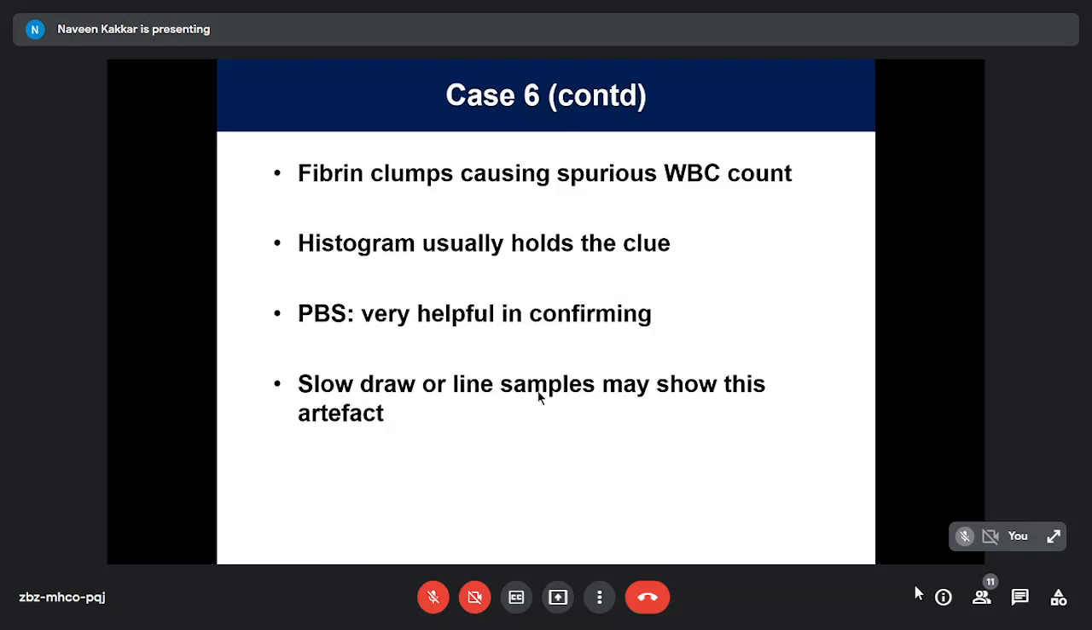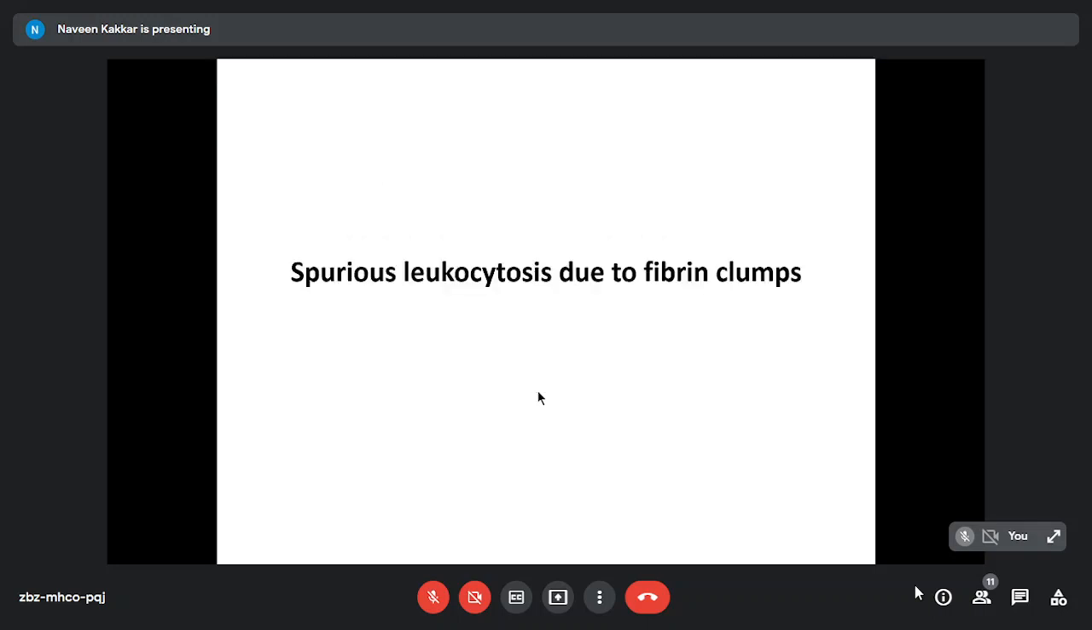They had a central line. The central line tends to develop fibrin on top as part of a thrombogenic response to a foreign body, although they may say it is very inert, and this can cause these problems more often. So you can ask for a repeat sample from a venous line or a new vein rather than a line sample. So that was spurious leukocytosis due to fibrin clumps.